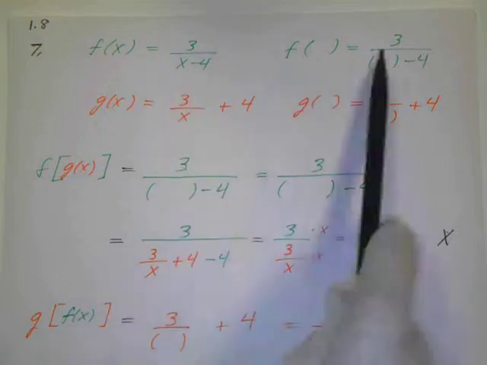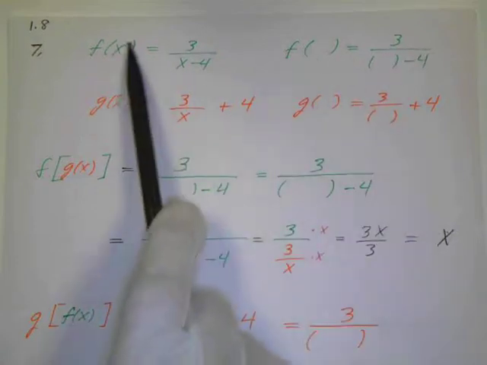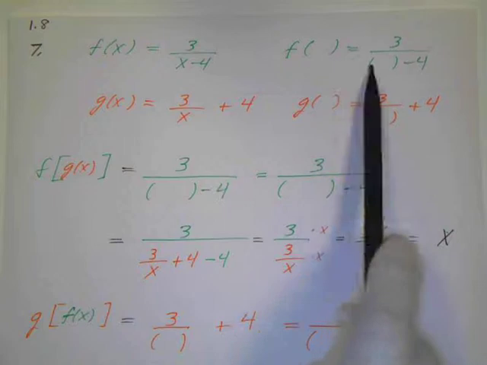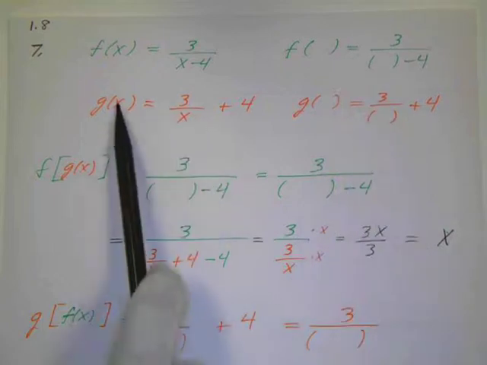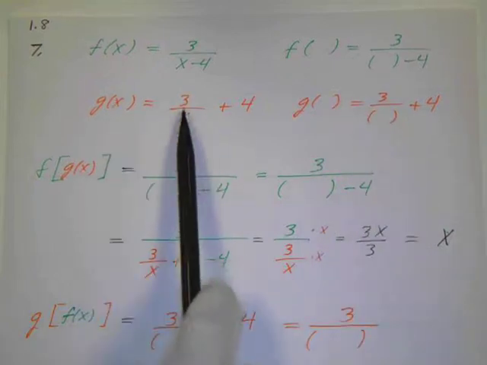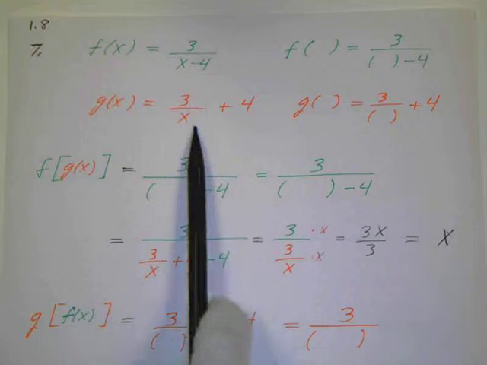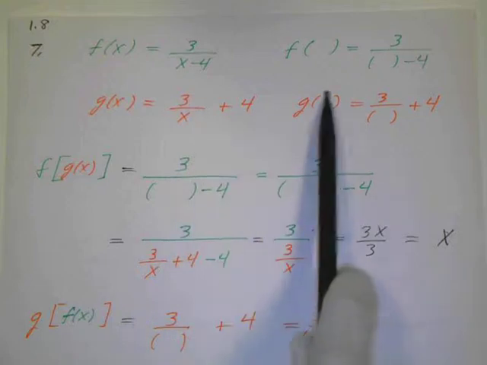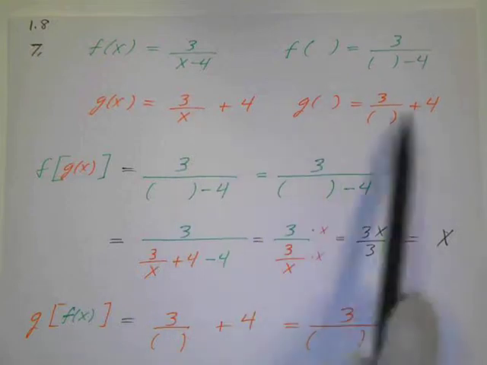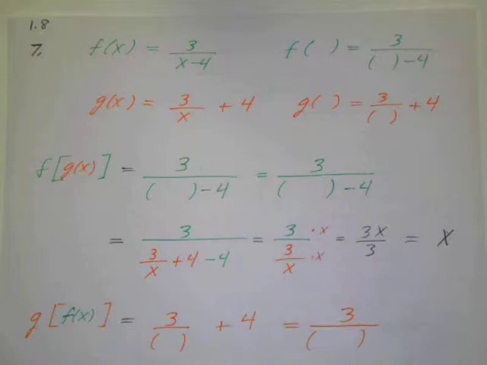I wrote again over here what the function means. This means whatever's in here goes here, so I left spaces there. Same thing with the g of x. That's 3 over something. See, g of something equals 3 over that something plus 4. So we can leave that blank. G of something equals 3 over the something plus 4. So you have to understand that.